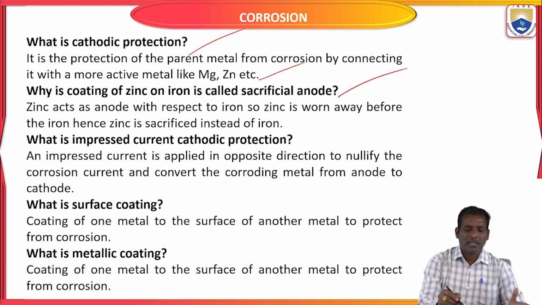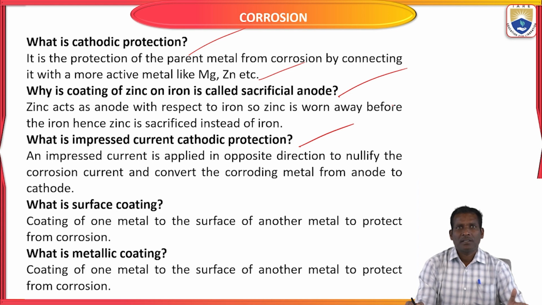What is impressed current cathodic protection? An impressed current is applied in the opposite direction to nullify the corrosion current and convert the corroding metal from anode to cathode.